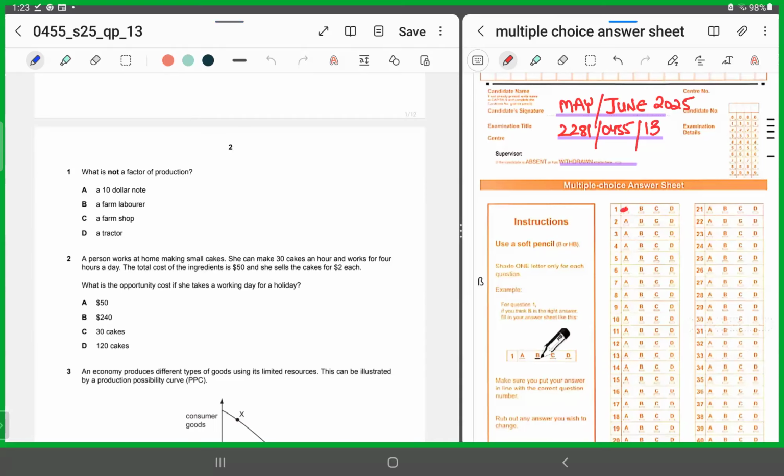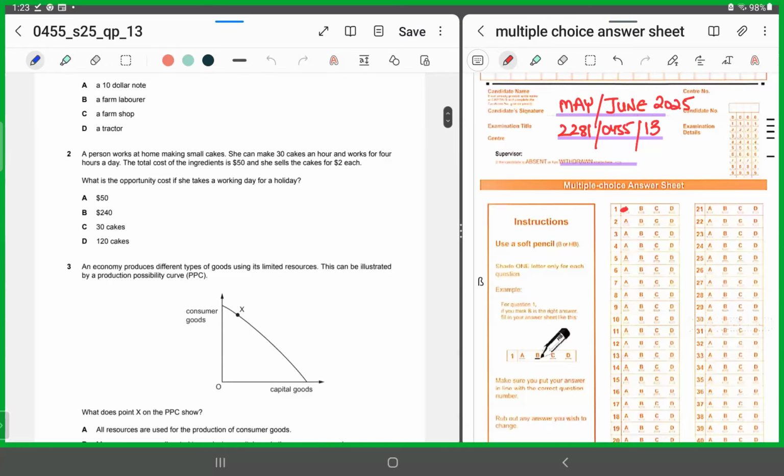Number 2. MCQ number 2 says a person works at home making small cakes. She can make 30 cakes an hour and she works for 4 hours a day. So this means 30 cakes per hour into 4 means she produces 120 cakes per day. So 120 cakes per day she's producing. Now she sells the cake for $2 each and the ingredients cost her $50.